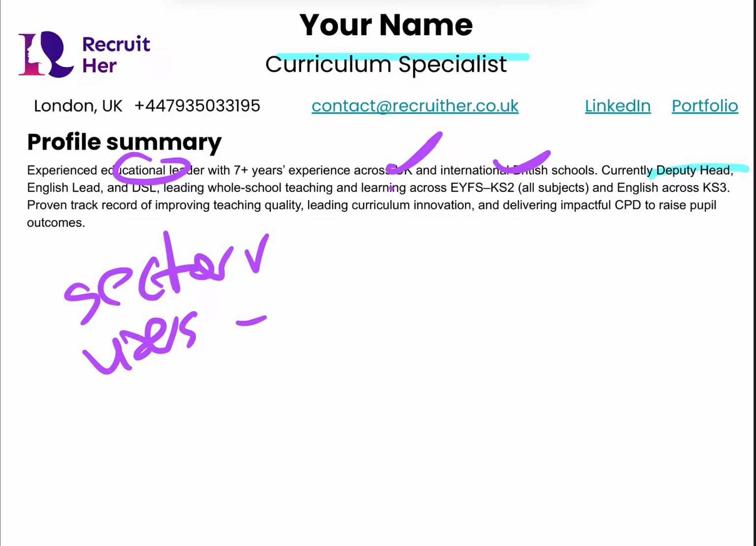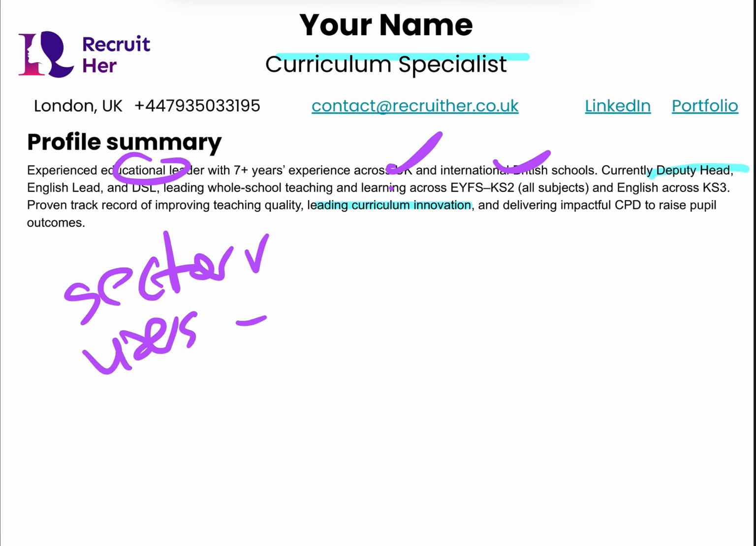Proven track record of improving teaching quality, leading curriculum innovation, and delivering impact for CPD to raise pupils' outcomes. The only thing about curriculum I have is here. Yeah, I feel like I don't have enough, to be honest, to continue reading. That's what I'm trying to say. I see this person more as an educator rather than as a curriculum specialist.